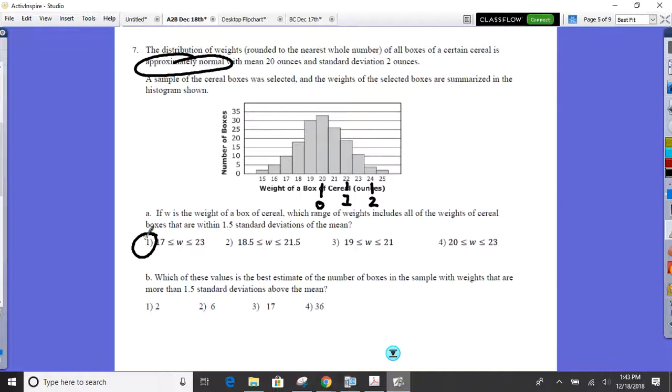And I'm going to let you do part B. Read it on your own. How many boxes of cereal are more than 1.5 above the mean? We know where 1.5 is. I'm just nervous you're going to pick one that sucks you right in.